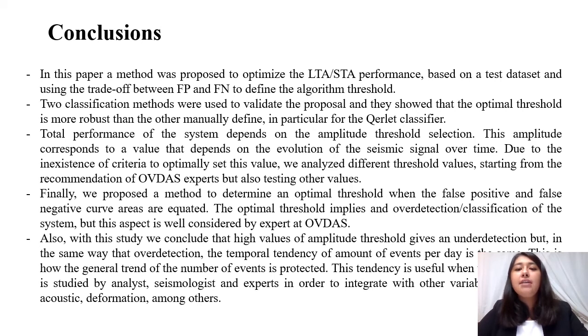Due to the inexistence of criteria to optimally set this value, we analyze different threshold values, starting from the recommendation of the OBDAS expert, but also testing other values. Finally, we propose a method to determine an optimal threshold when the false positive and false negative areas are equal. The optimal threshold implies an overdetection by the system, but this aspect is well considered by experts at OBDAS. Also, with this study, we conclude that high values of amplitude threshold give an underdetection, but in the same way as the overdetection, the temporal tendency of the amount of events per day is the same.